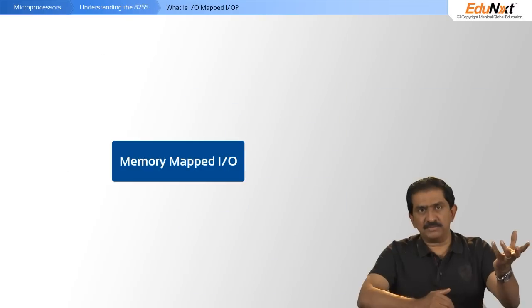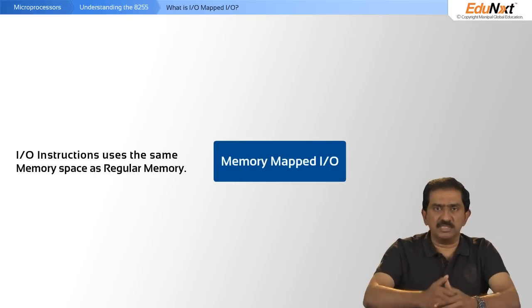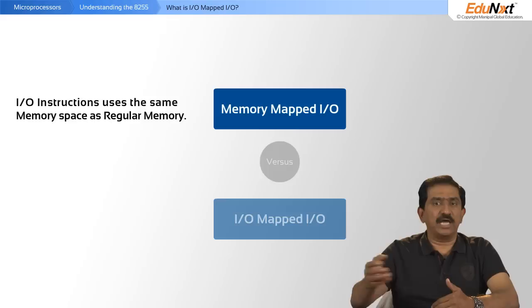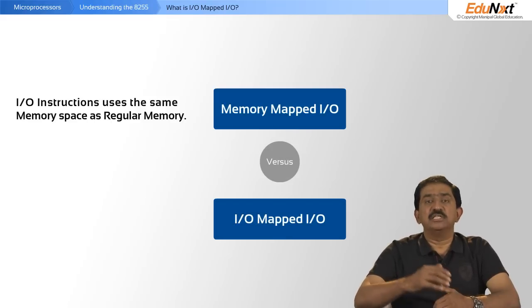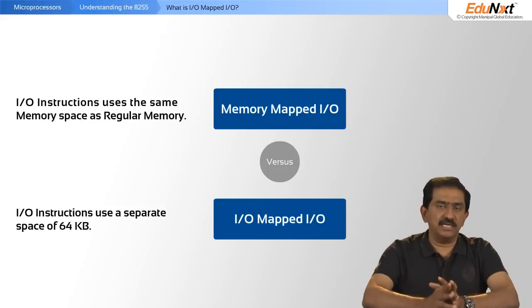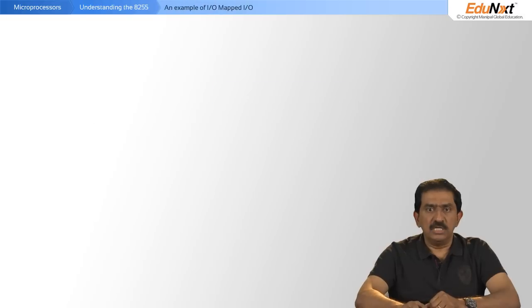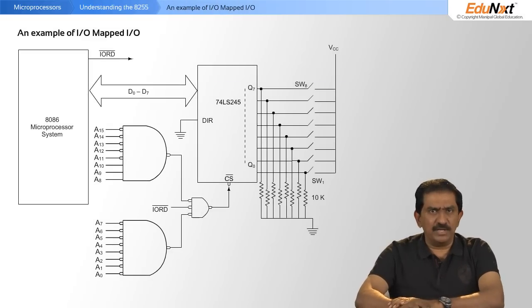So you've got memory mapped I/O, where the I/O devices rest in the same memory space as regular memory. You've got I/O mapped I/O, in which there is a separate space of 64 kilobytes specially designed for use by the IN and OUT instructions. This is an example of an I/O mapped I/O.